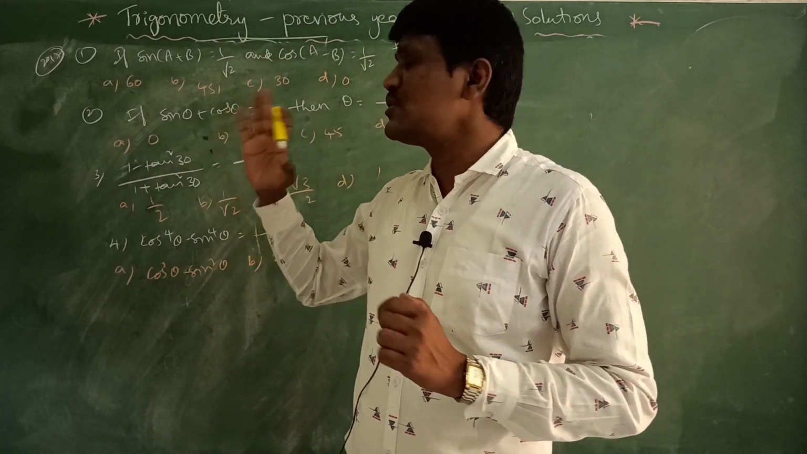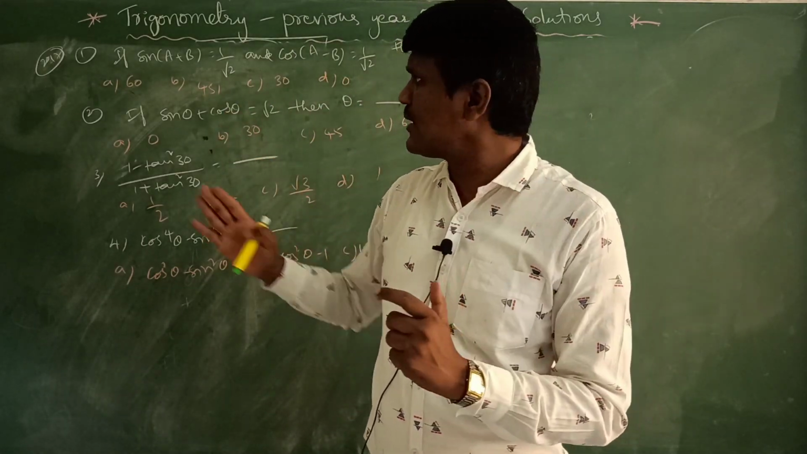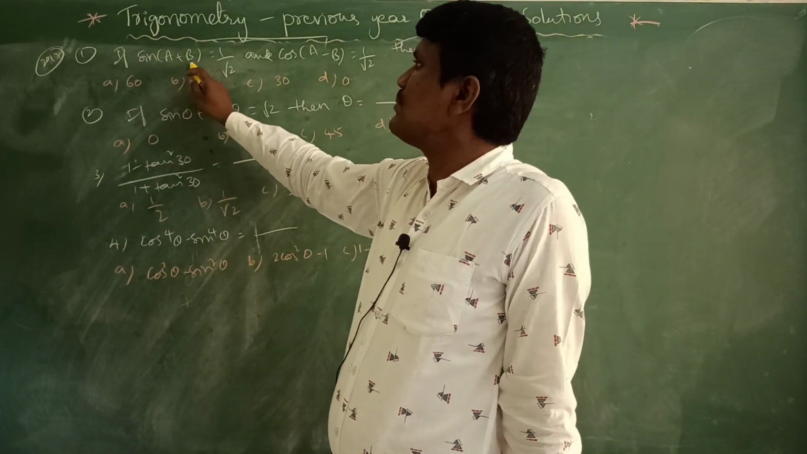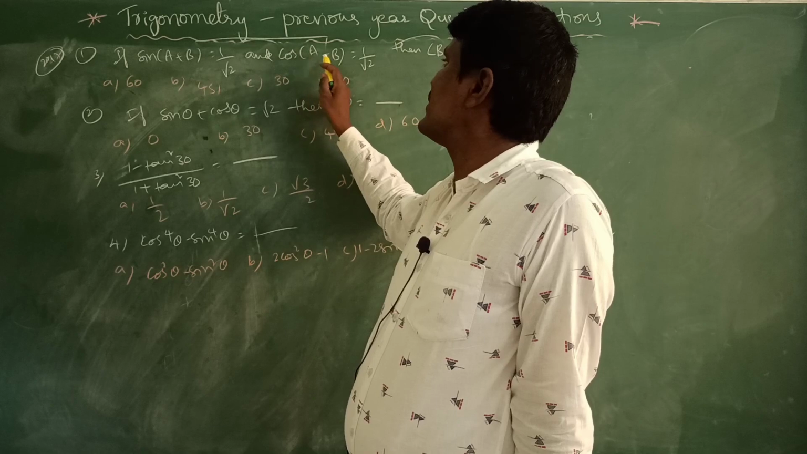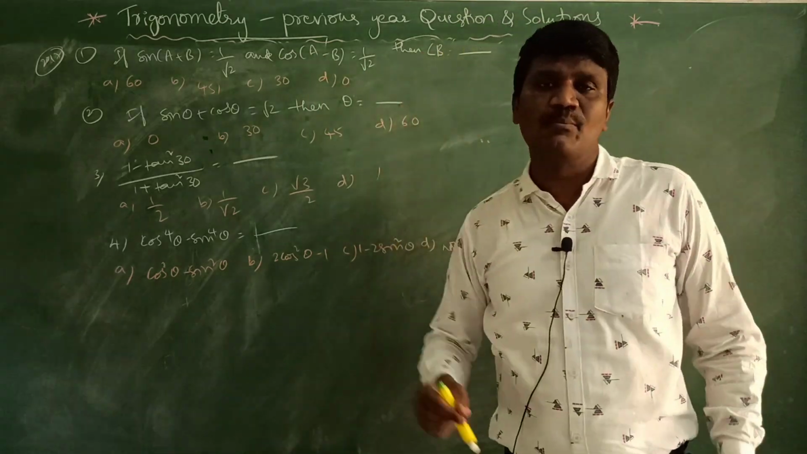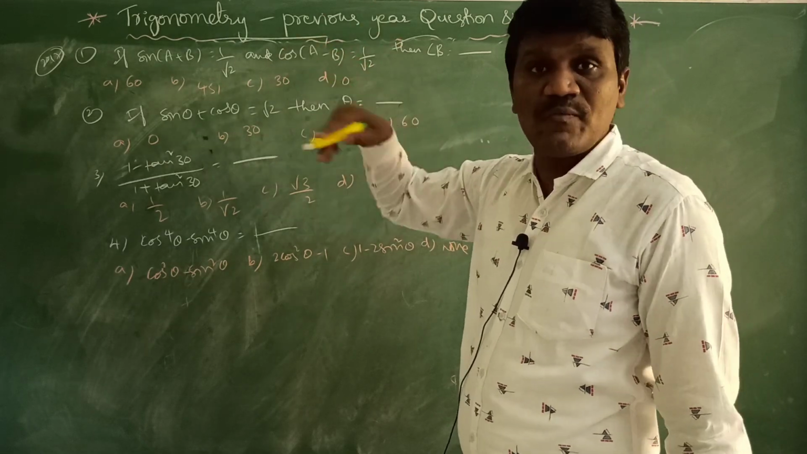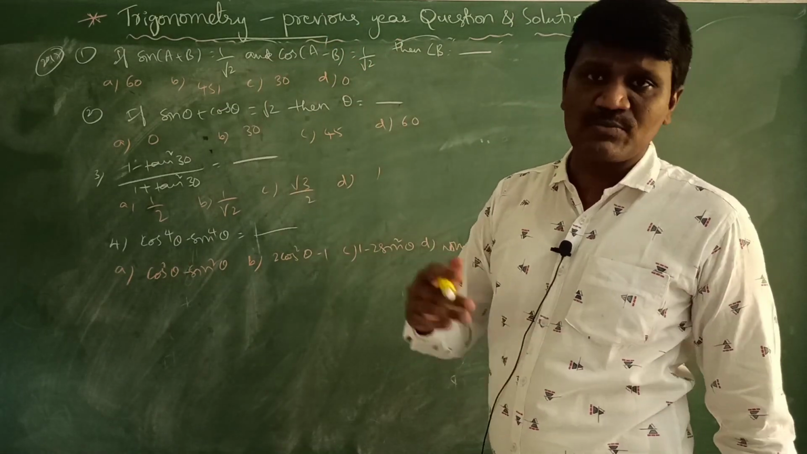Now let's see the 2017 question paper. In 2017 there are 4 questions from trigonometry. First question is, if sin(A+B) is equal to 1 by root 2 and cos(A-B) is equal to 1 by root 2, then what is angle B? Yes, the same type of problem we have explained in the chapter, while explaining the chapter.